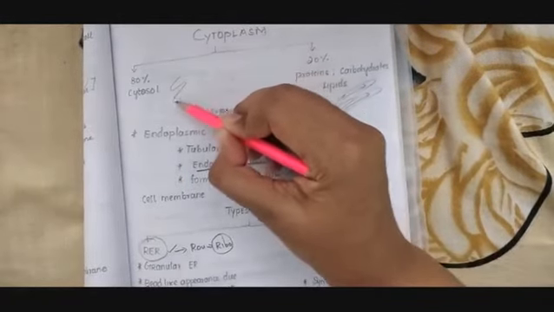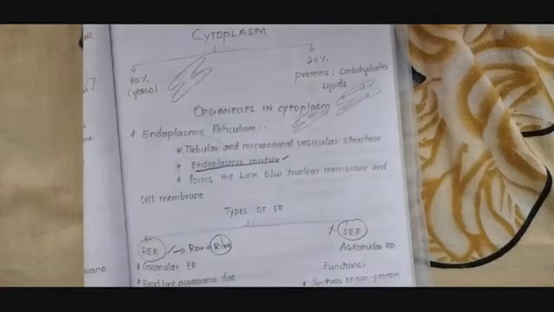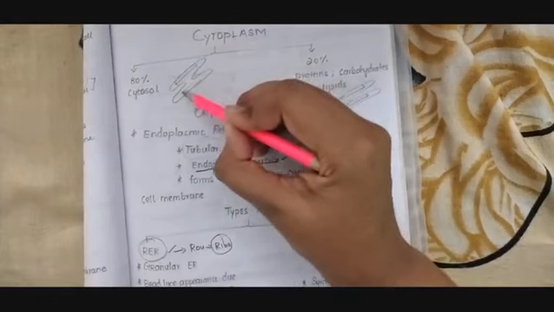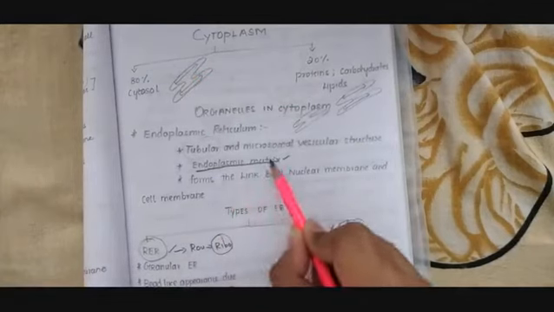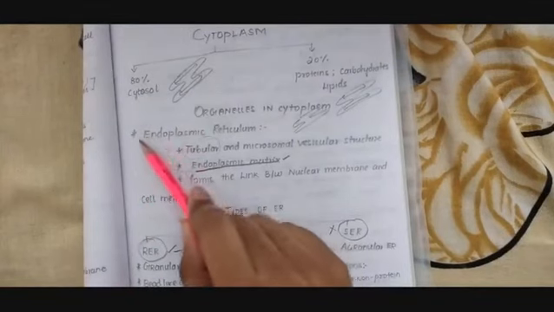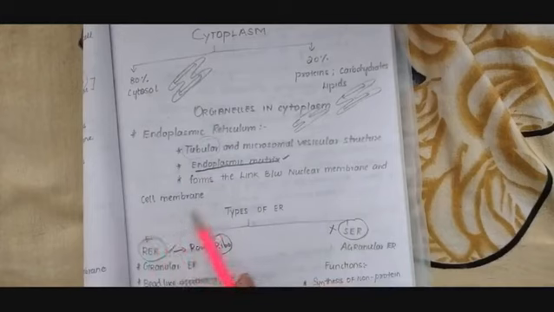I hope you know the structure of the endoplasmic reticulum, which is more or less like this. The endoplasmic reticulum is a tubular structure. If this is the endoplasmic reticulum, we have a space here, which is the lumen. This lumen of the endoplasmic reticulum is filled by the endoplasmic matrix. And remember, the endoplasmic reticulum forms the link between the nuclear membrane and the cell membrane. That is, it connects the nuclear membrane with the cell membrane.